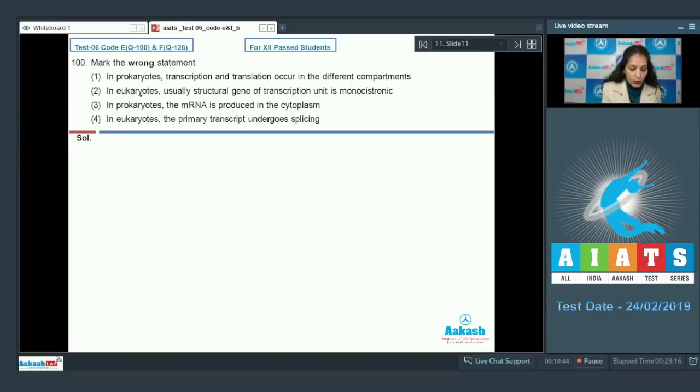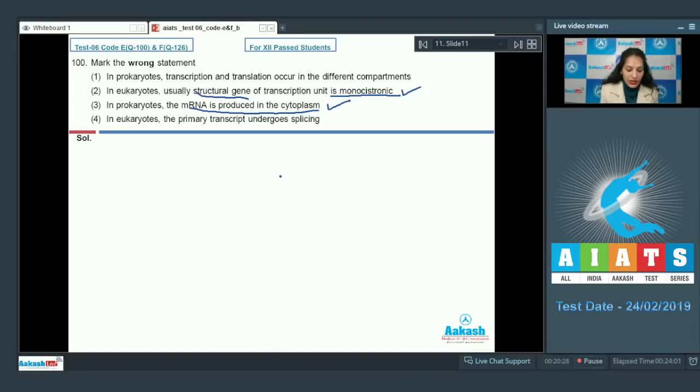See, second, in eukaryotes, usually the structural gene of transcription unit is monocistronic. Yes, in eukaryotes, a single gene codes for a single cistron or a single polypeptide. So this is true. Whereas in prokaryotes, the structural gene is polycistronic. A single gene can code for many polypeptides or for many cistrons. Third one, in prokaryotes, the mRNA is produced in the cytoplasm. Yes, it is also true because transcription takes place in the cytoplasm. Hence, mRNA formation takes place in the cytoplasm.